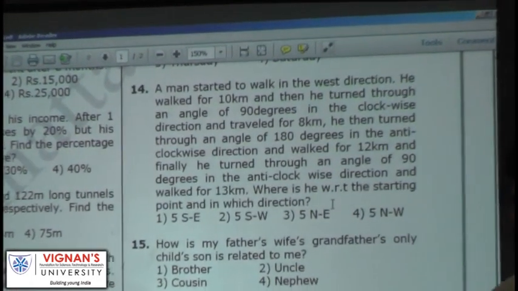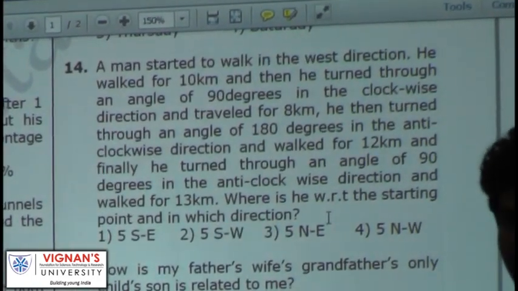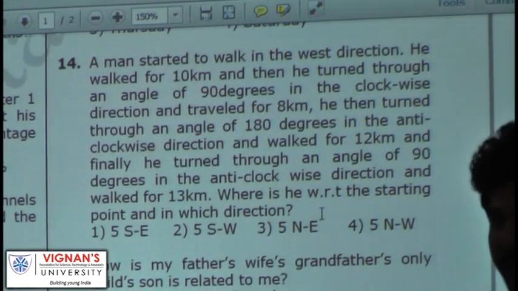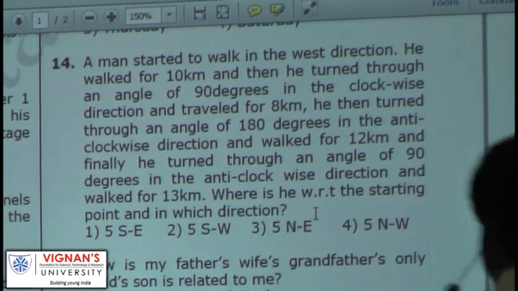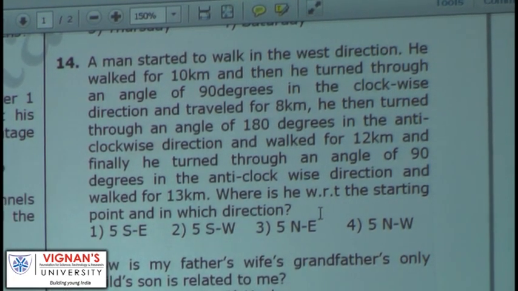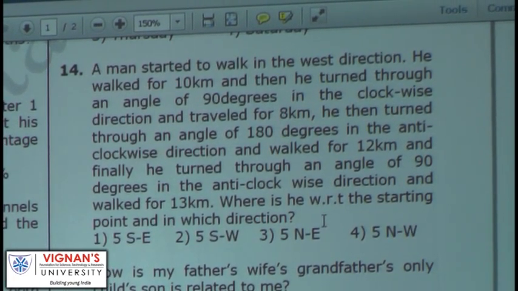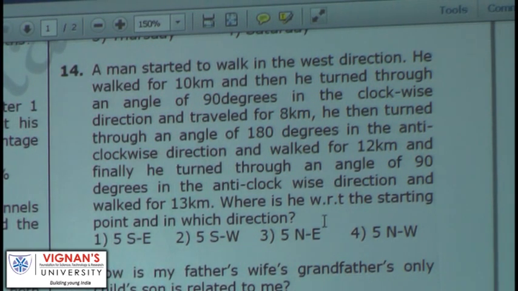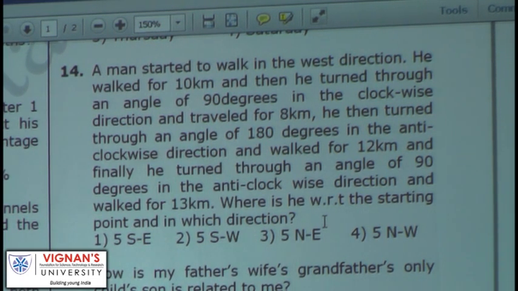Problem number 14. Got it? You want us to explain? A man started to walk in the west direction. He walked for 10 kilometers and then turned through an angle of 90 degrees in the clockwise direction and traveled over 8 kilometers. He then turned through an angle of 180 degrees in the anti-clockwise direction and walked for 12 kilometers. Finally, he turned through an angle of 90 degrees in the anti-clockwise direction and walked for 13 kilometers. Where is he with respect to the starting point and in which direction?